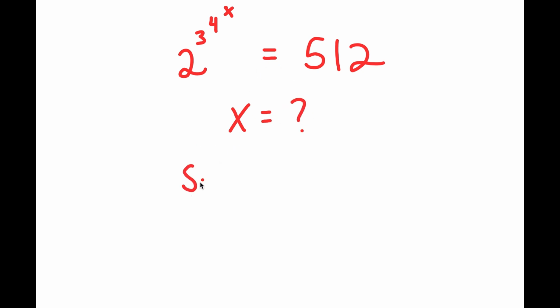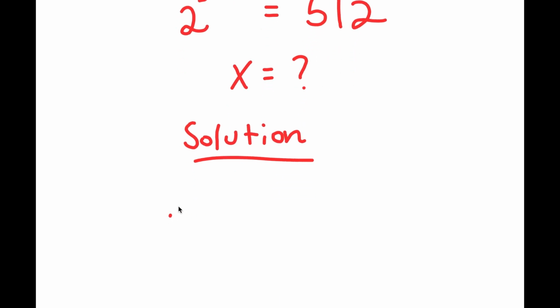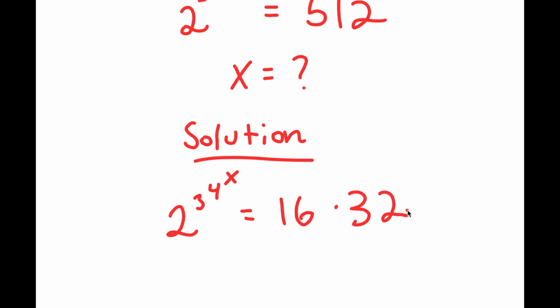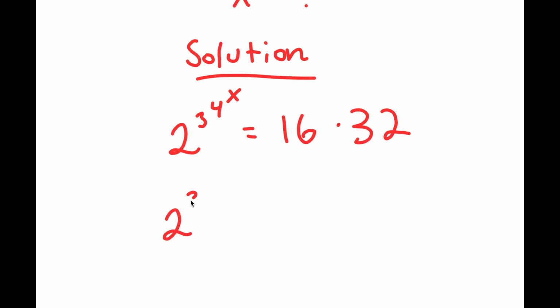And now for my solution. What I'm first going to do is rewrite 512 as 16 times 32. The reason I did this is because 16 and 32 are both powers of 2. 16 is equal to 2 to the power of 4, and 32 is double 16, so it's going to equal 2 to the power of 5.